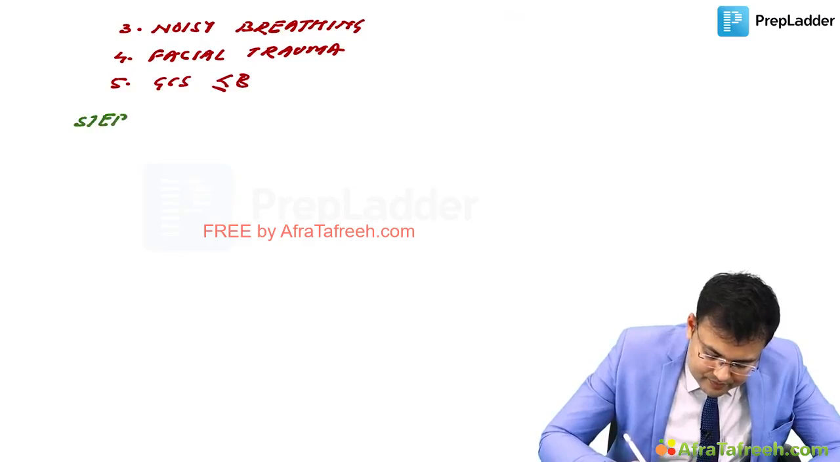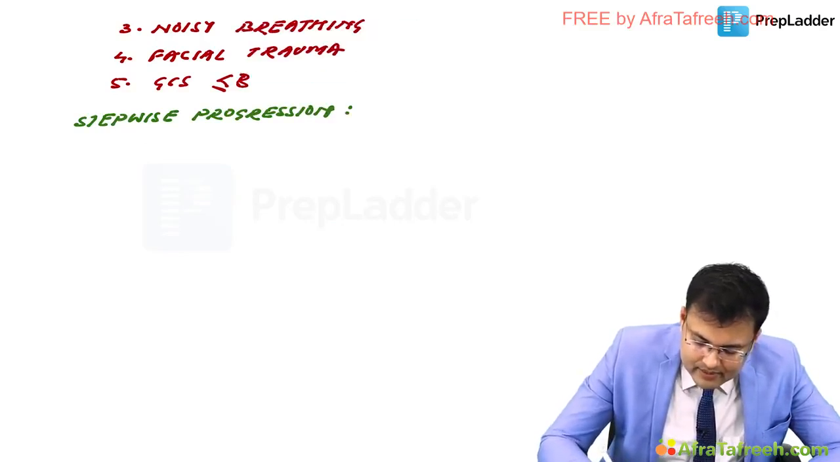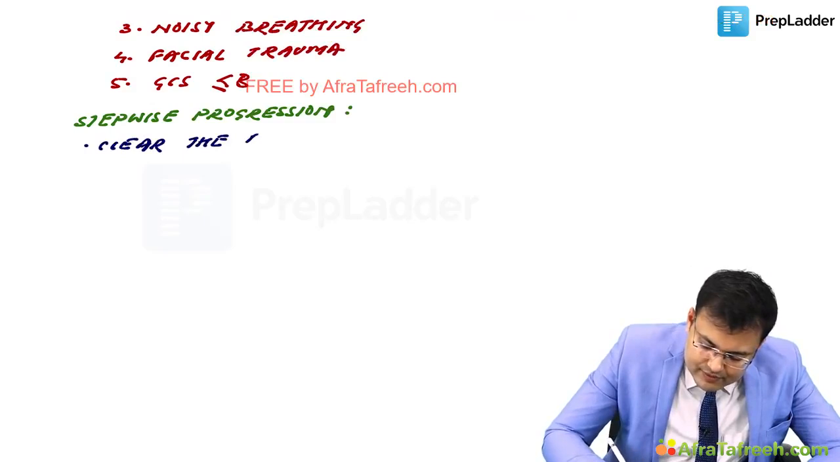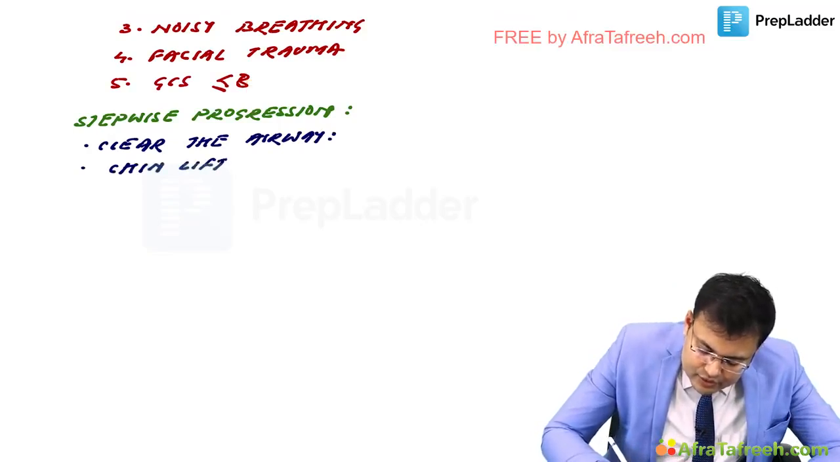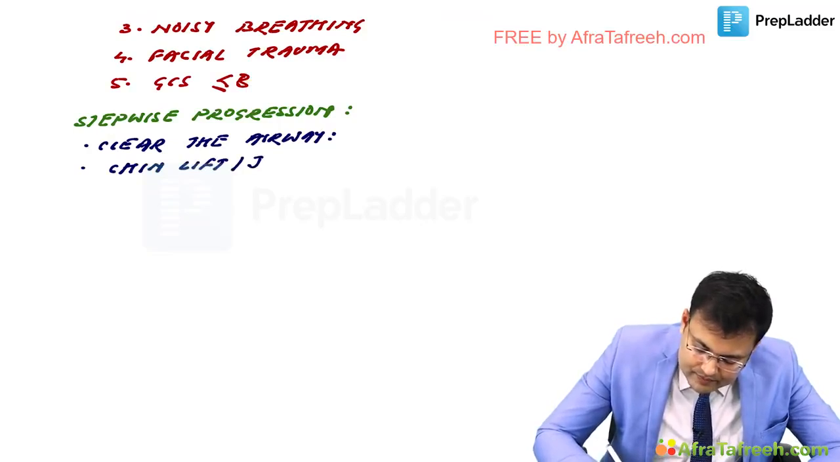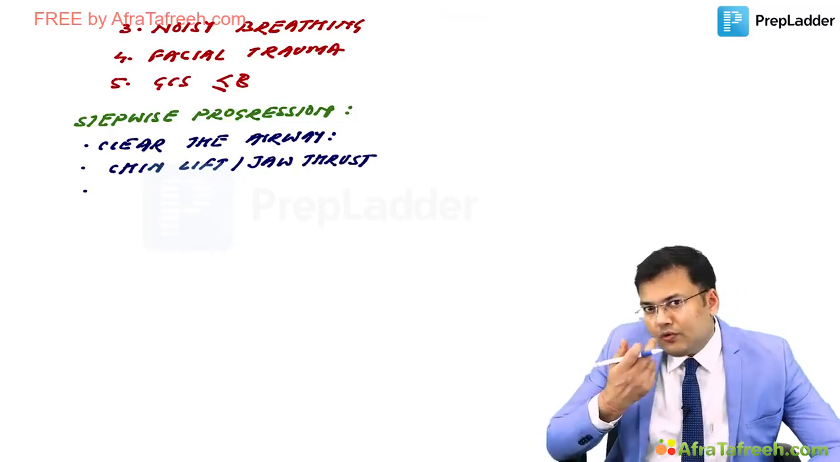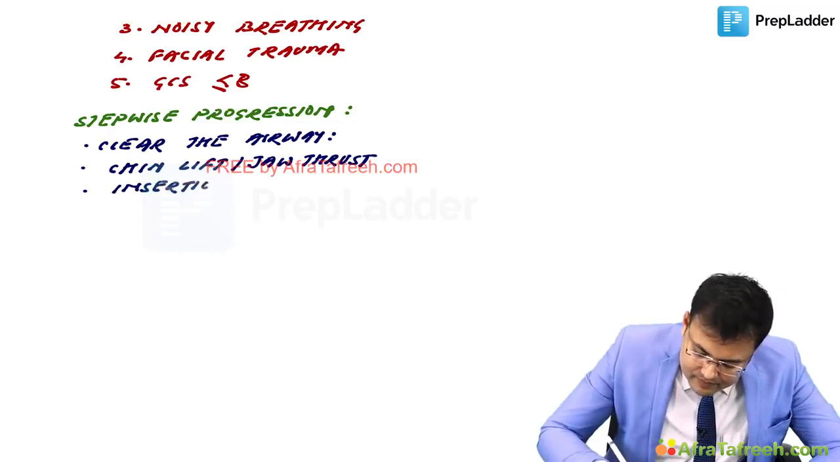Stepwise progression in compromised airway. So first, clear the airway. So we perform suctioning of secretions and blood from the oral cavity. Second, chin lift or jaw thrust to open the mouth. Clear? And after that, we are supposed to insert either oropharyngeal or nasopharyngeal airway.